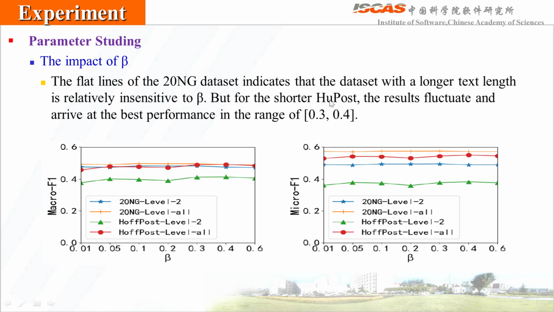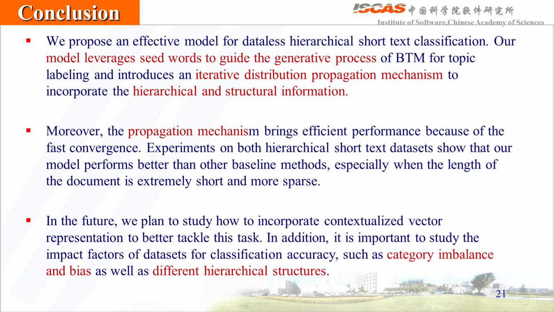For the impact of beta, the curves on the 20NG dataset indicate that the dataset with a longer text length is relatively insensitive to beta, but for the shorter HuffPost, the results fluctuate and achieve the best performance in the range of 0.3 to 0.4. Thus, we set the parameter beta to 0.3.